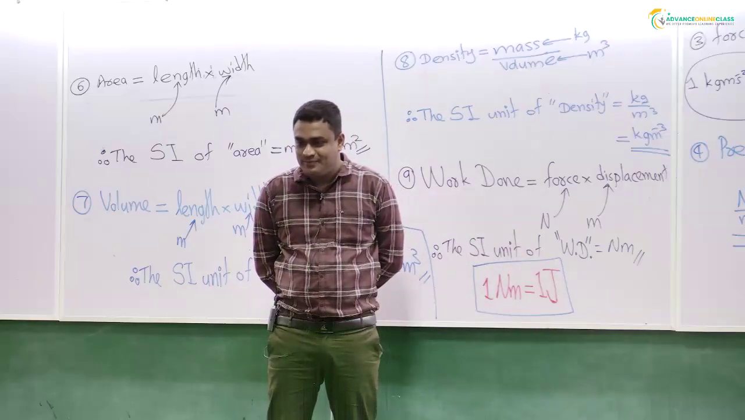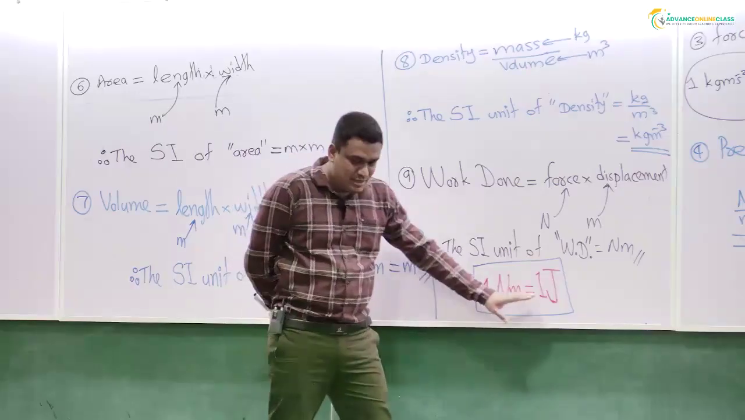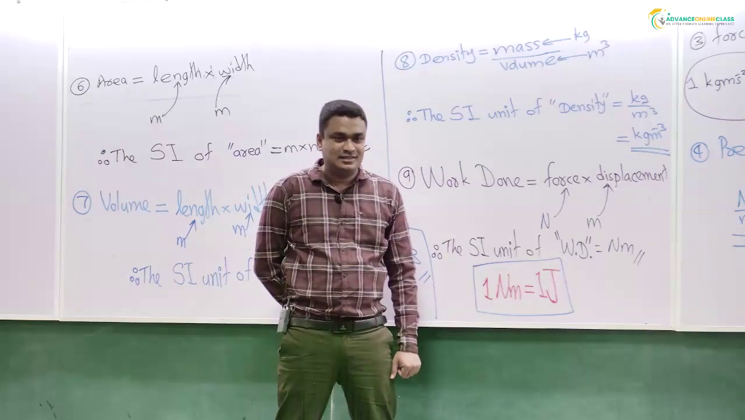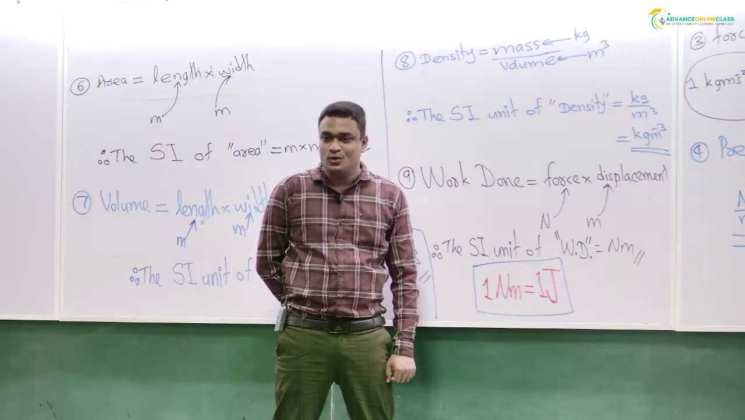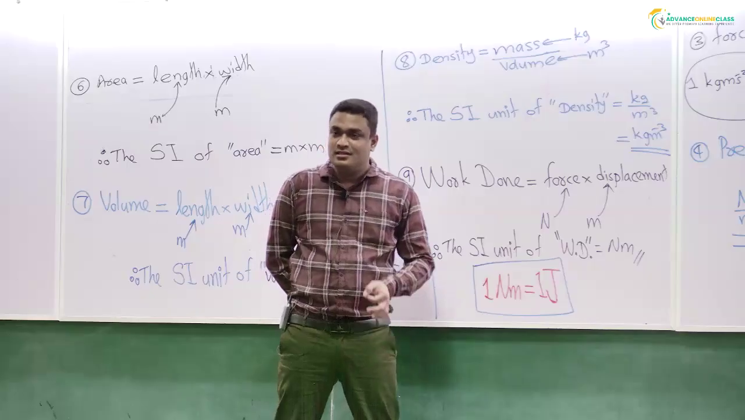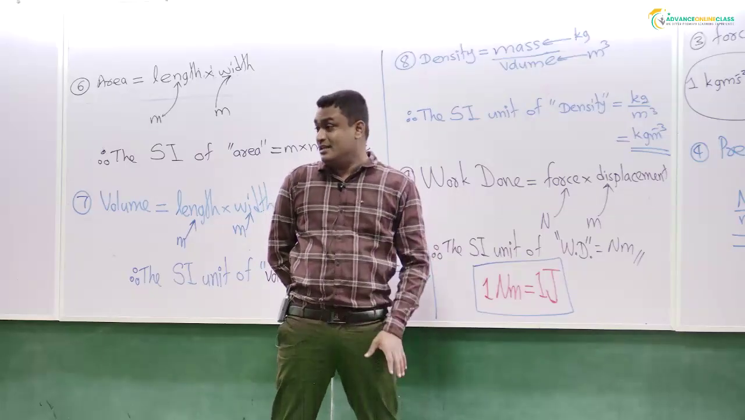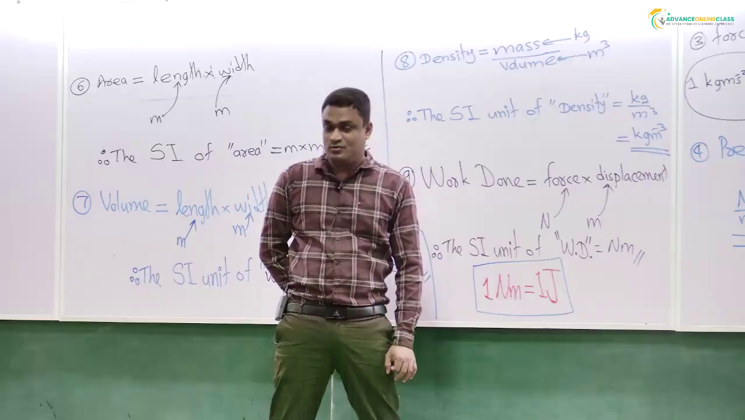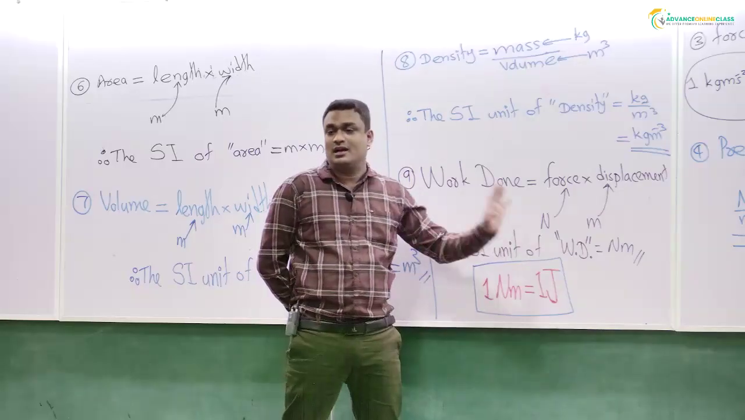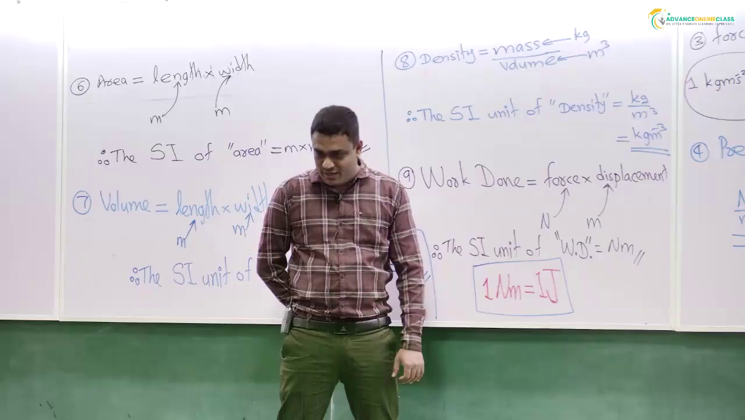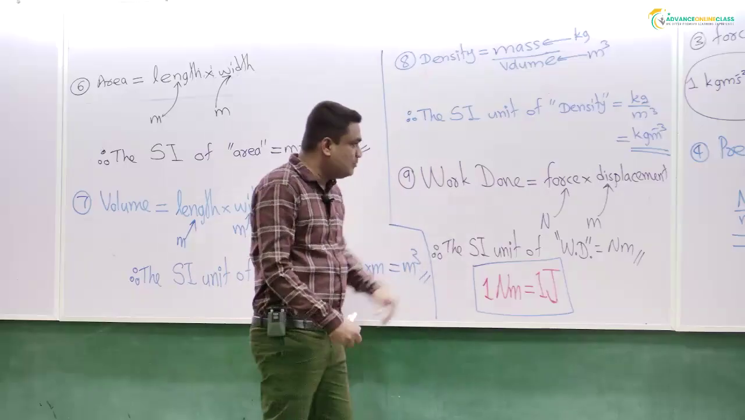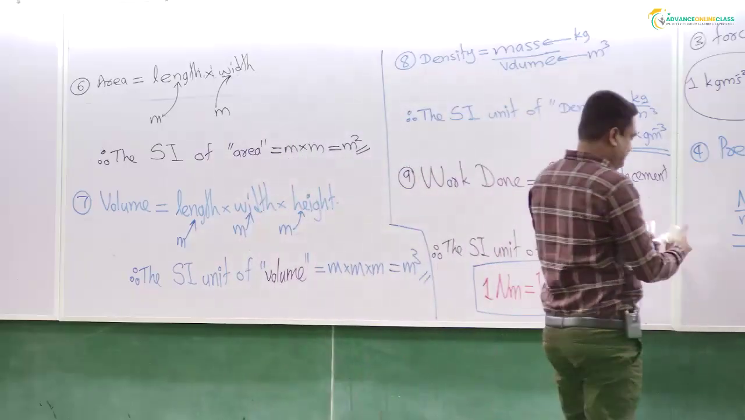Why? Students know Newton meter and joule. The examiner wants you to fail the exam. Then he is very happy. Then he gives another answer. Got it, dear? Right.